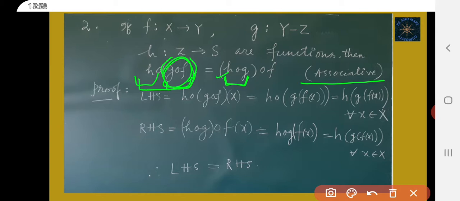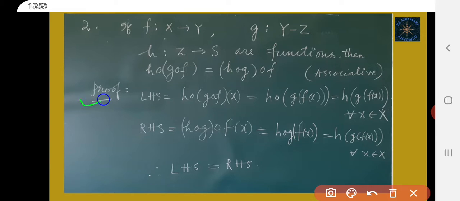Then after getting the composite function, we can find the composition of this f function and h o g, then they are equal. So it is associative.